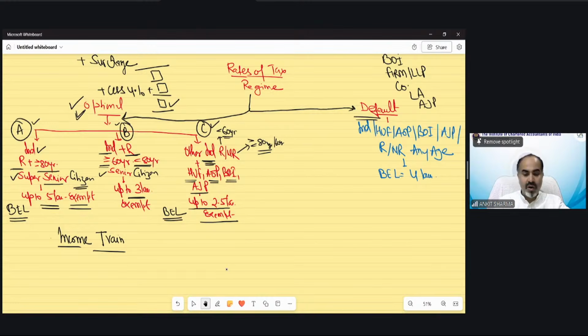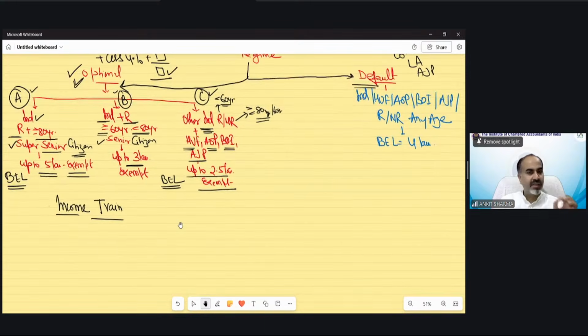So we all fall in this category. We have an exemption limit of 2.5 lakh rupees. We do not need to pay any tax if our income is up to 2.5 lakh rupees. Understood? Now, how to calculate tax in this case, that we will discuss after a short break, of course.